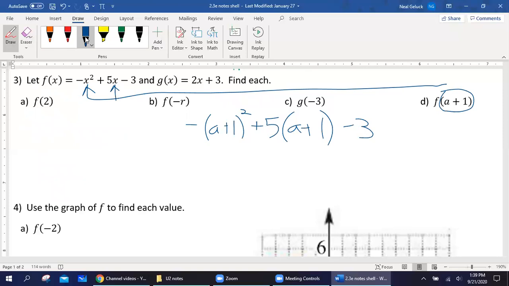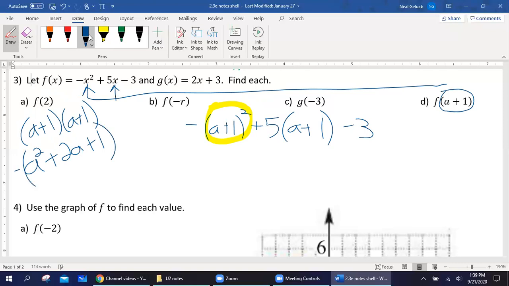Okay, so I have to square the a plus 1 first, and you can do that off to the side, FOIL it out. If you do that, you're going to get a squared plus 2a plus 1. But there's a negative out in front of all of that, so I'd end up with negative a squared minus 2a minus 1.